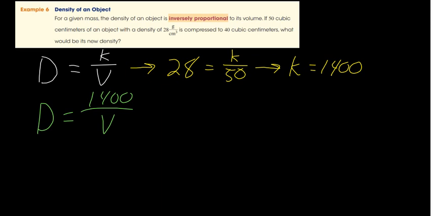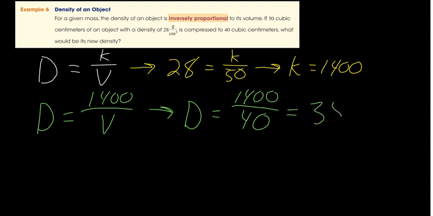Okay, and then we're going to compress this particular object to 40 cubic centimeters. Again, that volume. And it's asking what is the new density? Well, since we're given the volume, we're just going to plug that in for V. Doing so, density is equal to 1400 over 40 cubic centimeters. So 1400 divided by 40 is 35. So my new density is going to be 35 grams per cubic centimeter.